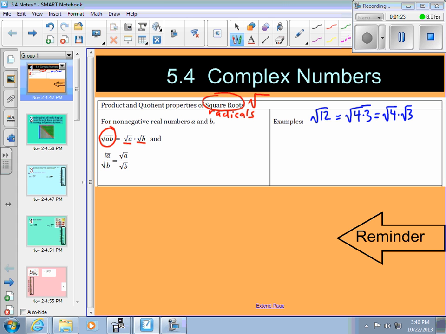Now, square root of 3 doesn't simplify, but square root of 4 certainly does. Square root of 4 we know is 2. So another way of writing square root of 12 would be 2 square roots of 3. And that would be your simplified answer.